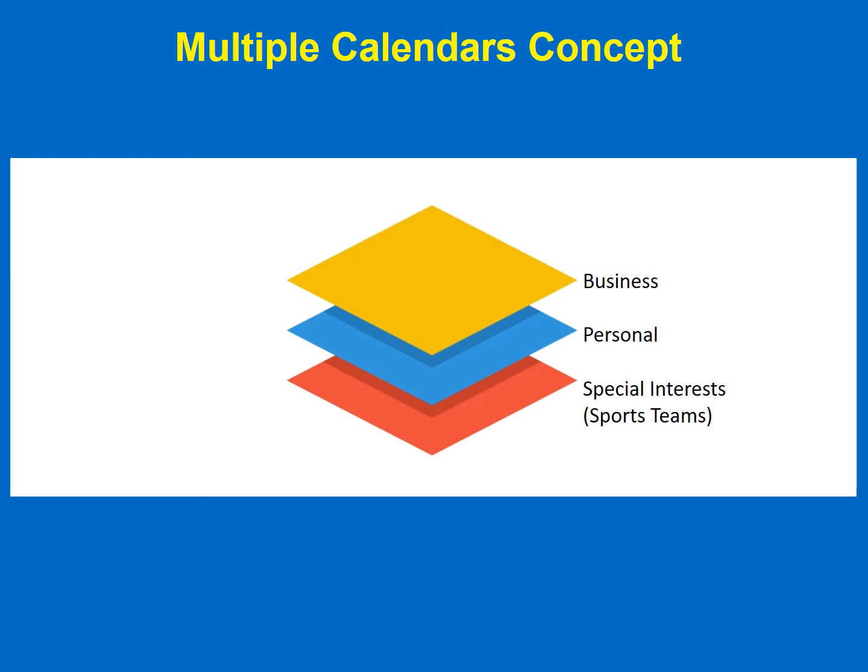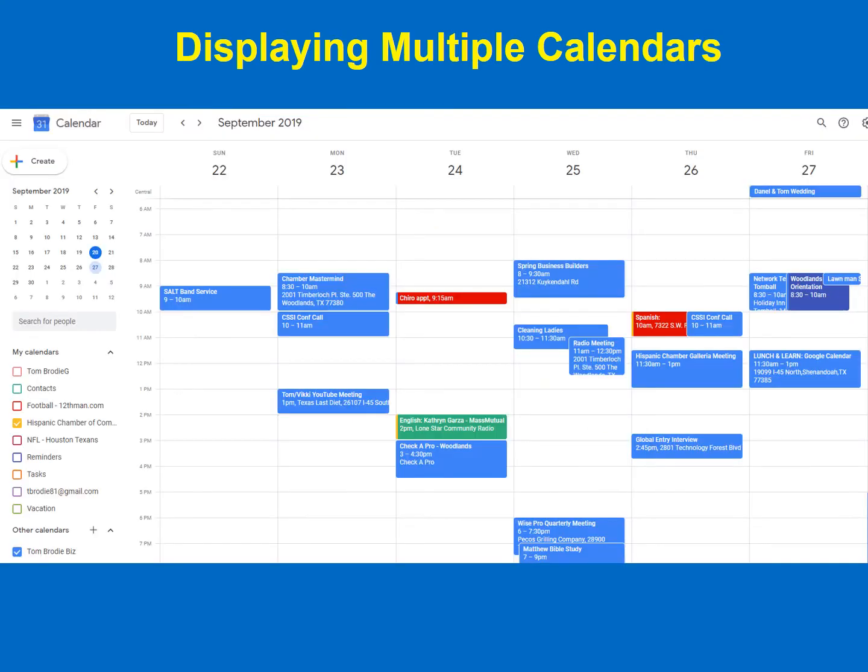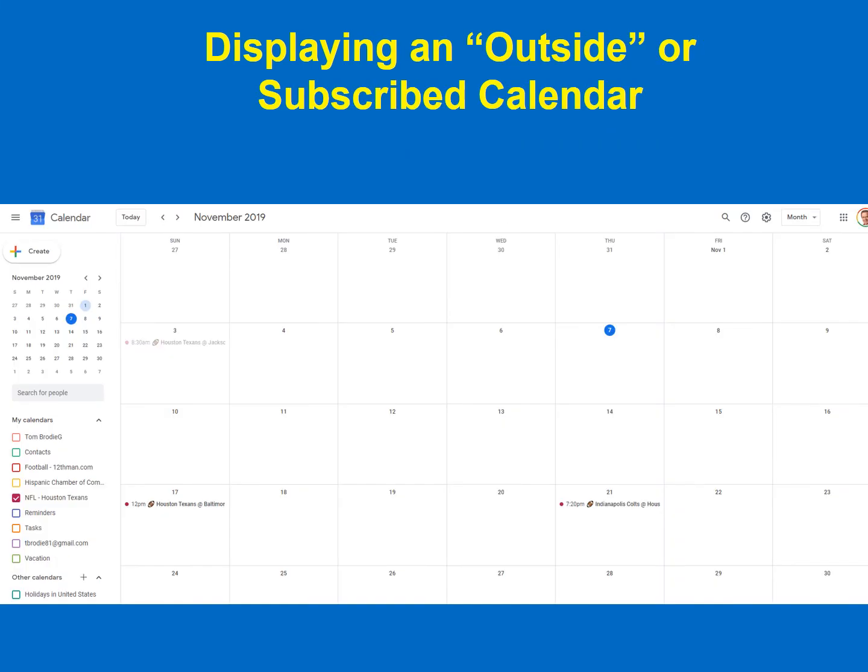Now, let me show you what that looks like. In the Google Calendar, your multiple calendars are highlighted here. All these calendars you can turn on or off with a simple click. What I'm going to do is turn off everything except my NFL Houston Texans calendar. And this is from 2019, from last season. But the great thing is I'm going to show you everything that's in one of these calendars.